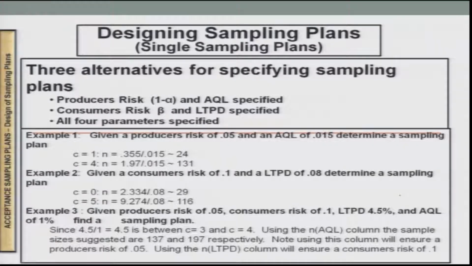Again, you use the same formula, find out the values of N as the ratios, and those values come out to be 29 and 116, depending on the value of C as 0 and 5. In example C, given producer risk of 0.05, consumer's risk of 0.1 and LTPD of 4.5 and the AQL value of 1%, we want to find out what is the sampling plan. Again, you use the formulas which are given, and you can find out the values of N accordingly.